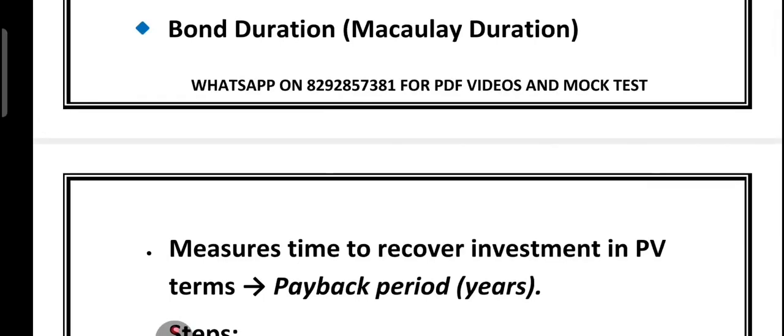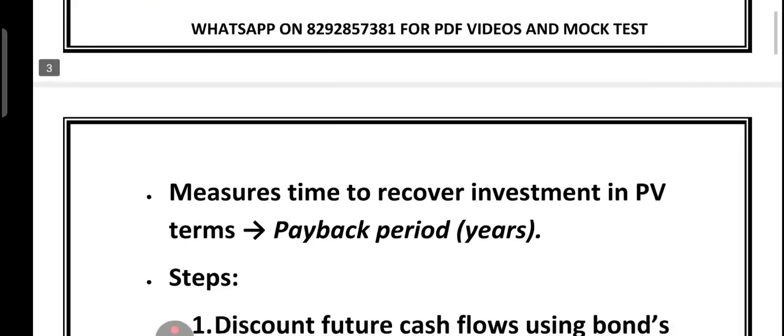Now let's talk about the bond duration, or what we call the Macaulay duration. Very, very important thing. Whenever I say bond duration, what does it mean? It measures the time to recover the investment in PV terms. We have an investment in the form of a bond. How much time does it take to recover the investment?